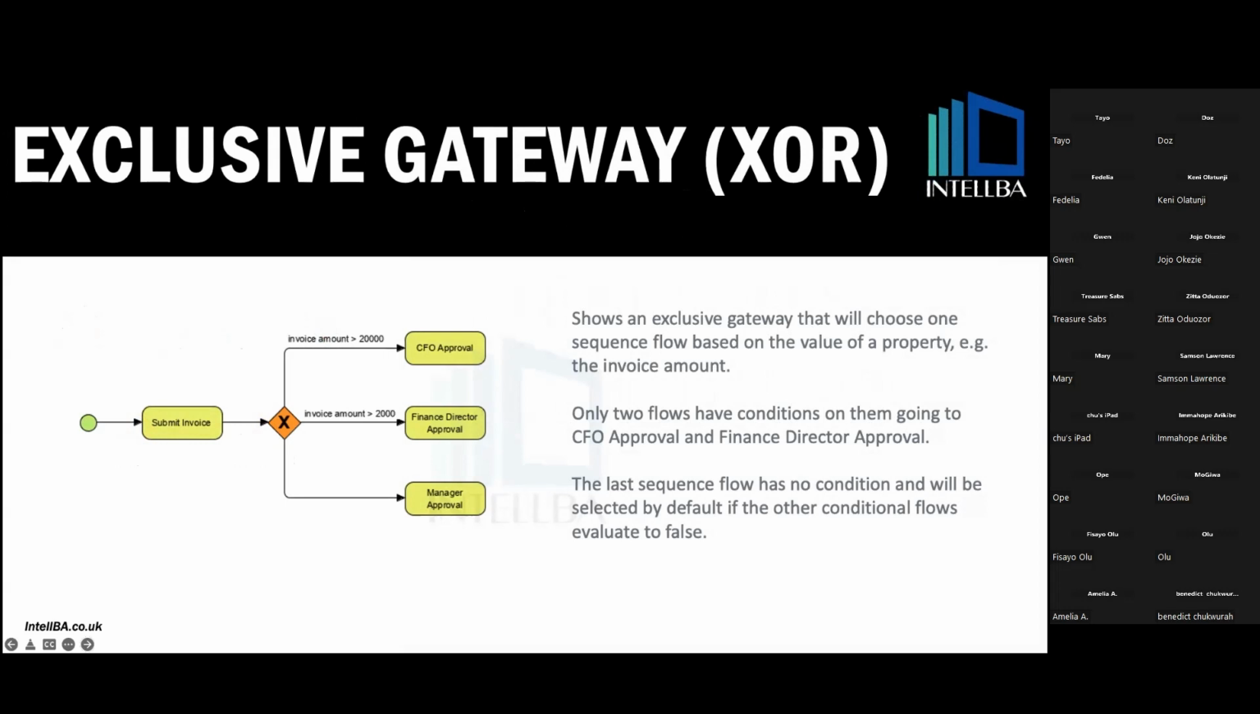An example of this is, this is a start, submit invoice. When you submit an invoice, if the invoice is greater than £20,000, the CEO must approve it. Or if the invoice is greater than £2,000, the finance director must approve it. Or if the invoice is not up to £2,000, every other invoice, the manager approves it. Okay, so this is an or gateway.